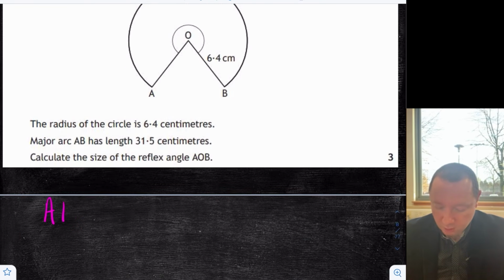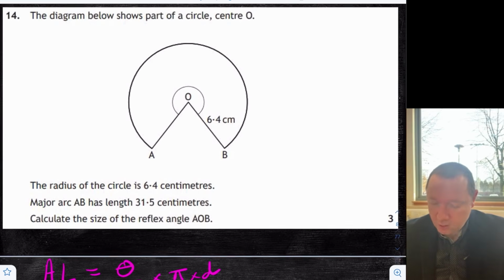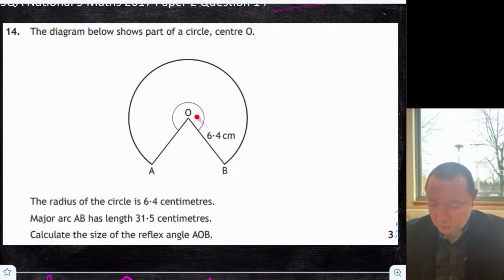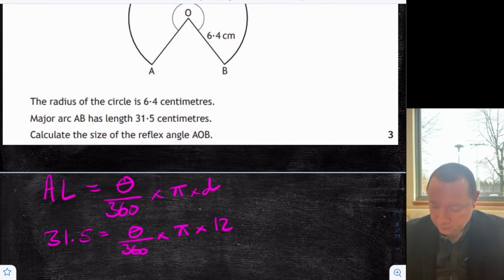So arc length, I'll just write AL equals angle over 360 times pi times diameter. We've got the arc length, that's 31.5 on the left. We've not got the angle, so I'll just write theta or x or anything you want, over 360 times pi times, now be careful, the diameter is not 6.4, that's the radius, so I double that to get the diameter of 12.8. Now if you can get that far, you get a mark. Angle over 360 times pi times 12.8, and then we need to work backwards.